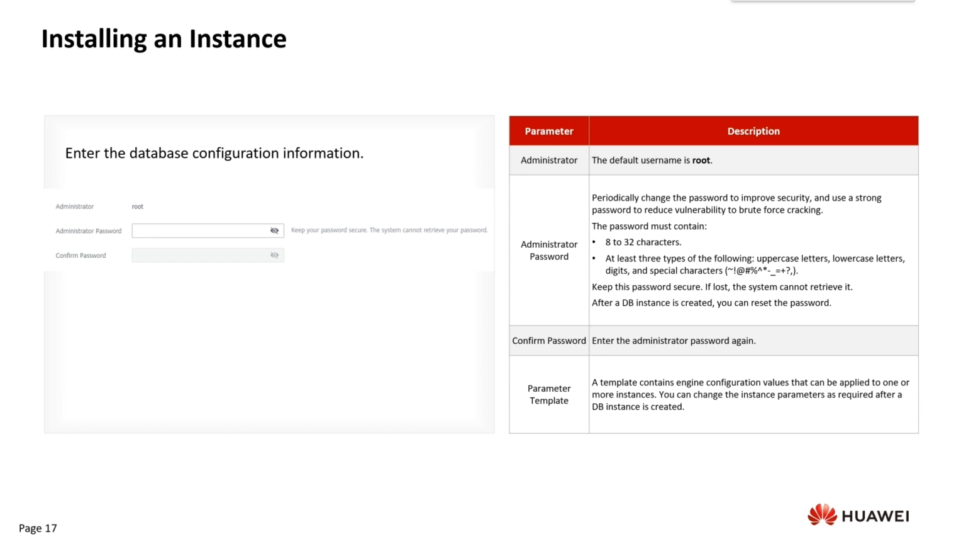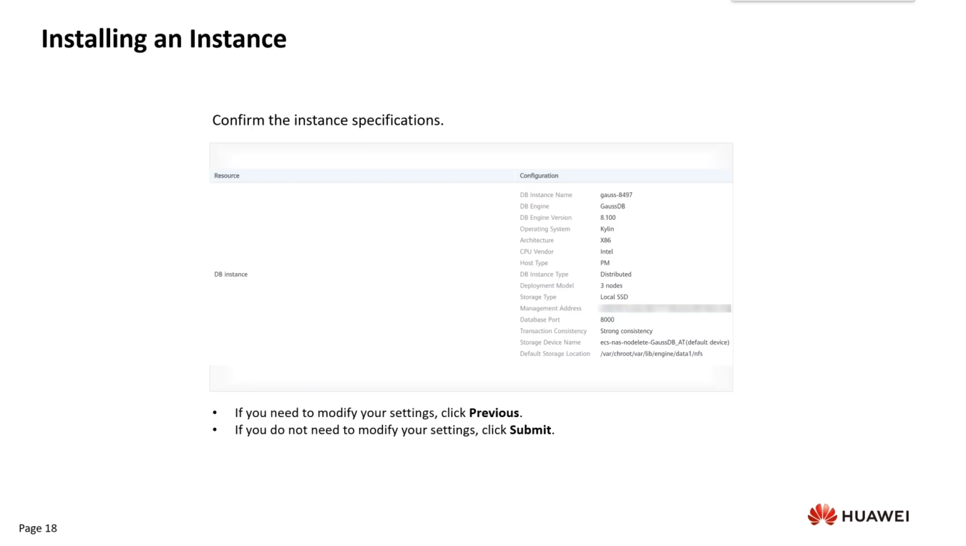Parameter template. The parameter template is associated with the baseline values of the GUC parameters of the database. After the parameter template is selected, the parameters are automatically configured during instance installation. This slide is about confirming the instance information. If all the information is correct, you can click Submit to complete the request for creating an instance.